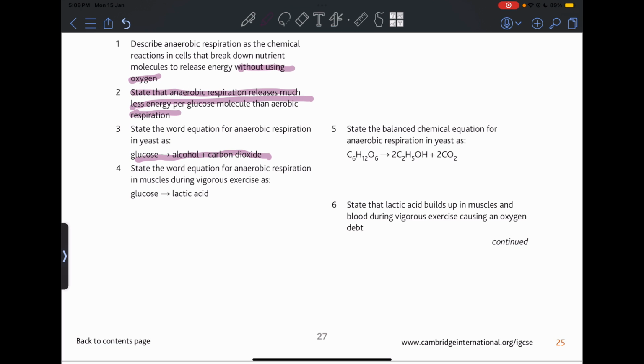Number 4 says, state the word equation for anaerobic respiration in muscles during vigorous exercise: glucose produces lactic acid. So actually in humans, they have anaerobic respiration as well, in muscles only, when you are doing vigorous exercise, which is like hard or high intensity exercise. It will convert glucose to lactic acid.